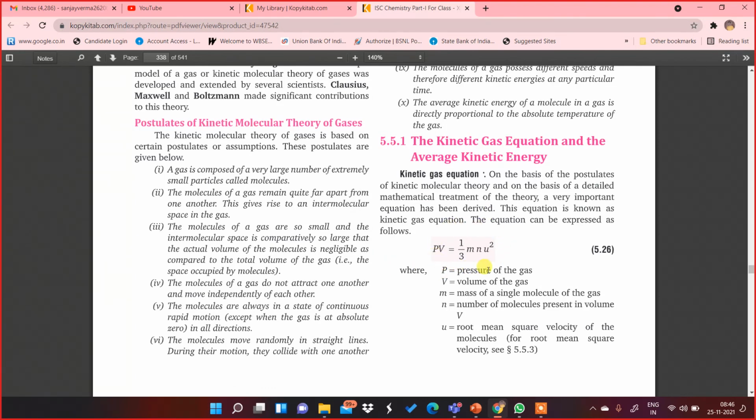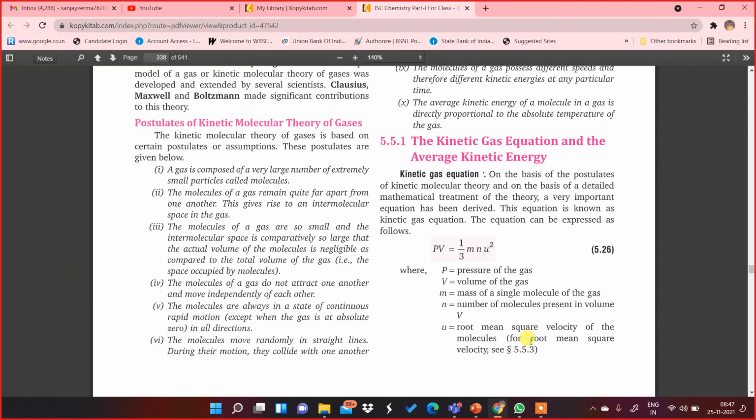1/3 mnu square, where P stands for the pressure of the gas, V stands for the volume of the gas, and this M stands for the mass of a single molecule of a gas. And this small n stands for the number of molecules present in the volume capital V, and this U stands for root mean square velocity of the molecules.